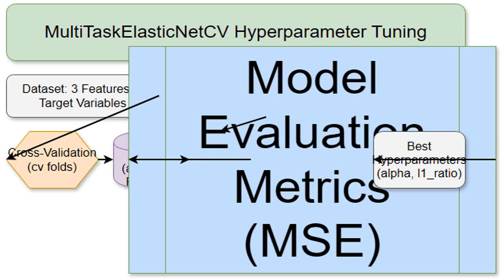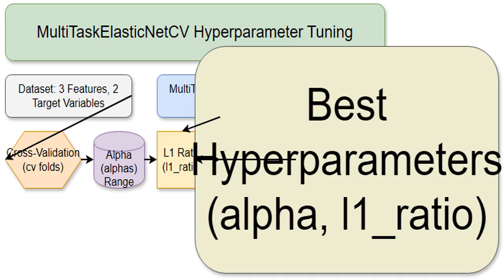I use mean squared error, MSE, to assess my model's prediction accuracy. Lower MSE values are better, indicating that my model's predictions are closer to the actual target values. This is a crucial metric that is used by MultiTaskElasticNetCV during cross-validation to determine which hyperparameters are the best. After cross-validation, MultiTaskElasticNetCV selects the best combination of ALPHA and l1_ratio that minimizes the combined MSE across all target variables. These optimal settings are then used to train the final model.